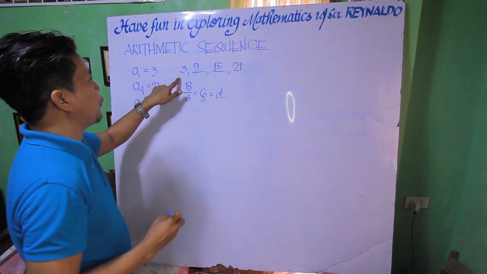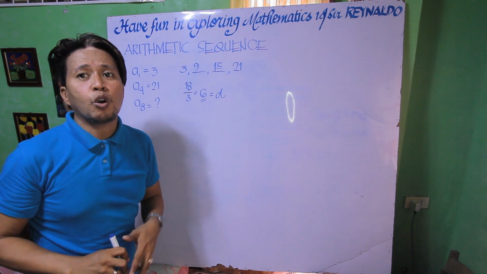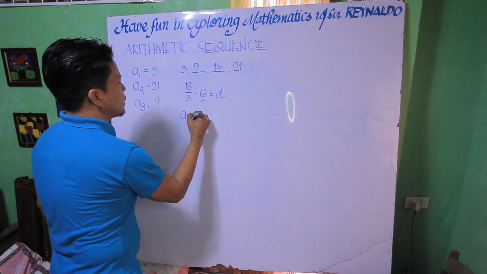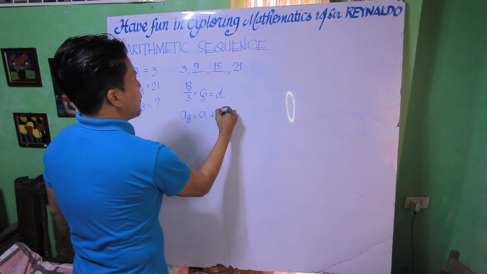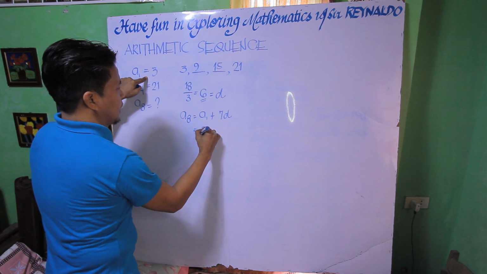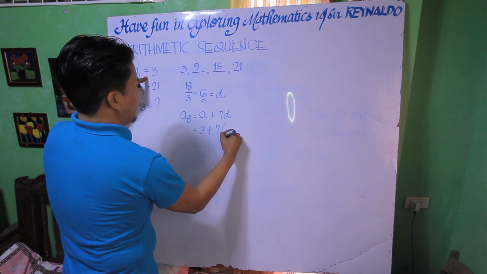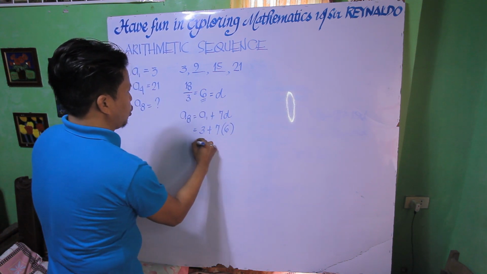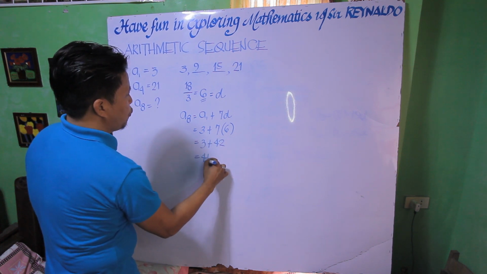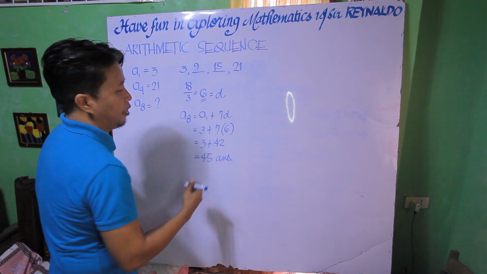Okay, so meron na tayong first term, meron na tayong common difference. So, let us solve A sub 8 is equal to A sub 1 plus 7D. Anong A sub 1 natin? That is 3. Plus 7, ang common difference is 6. So we have 3 plus 42 is equal to 45. And that's now our answer.